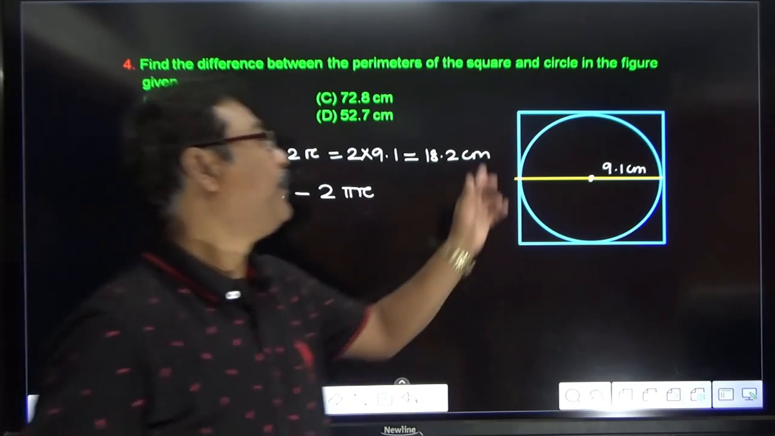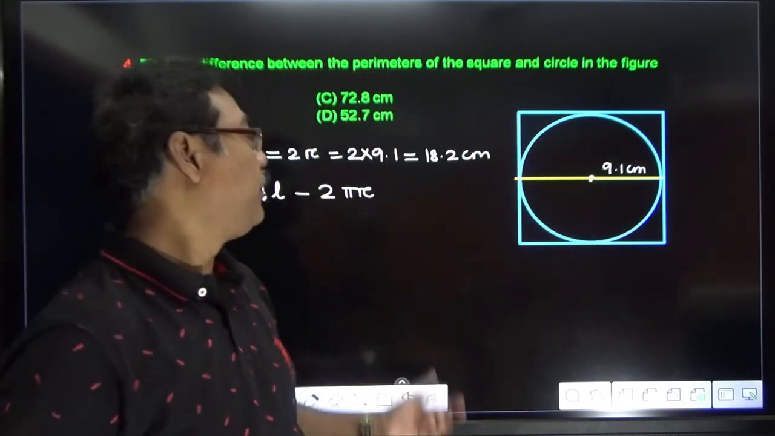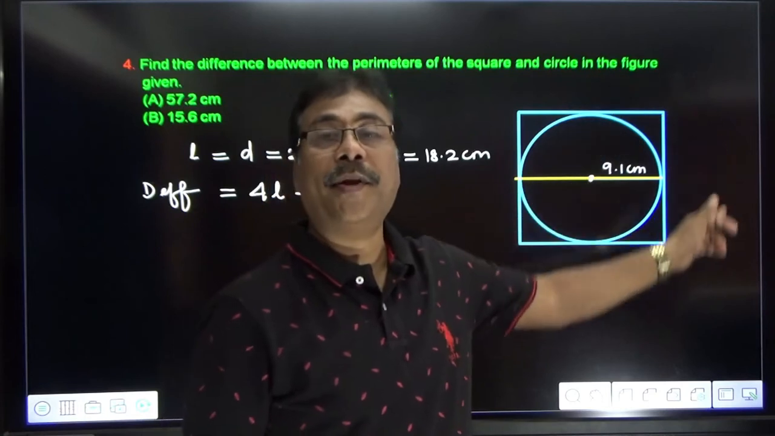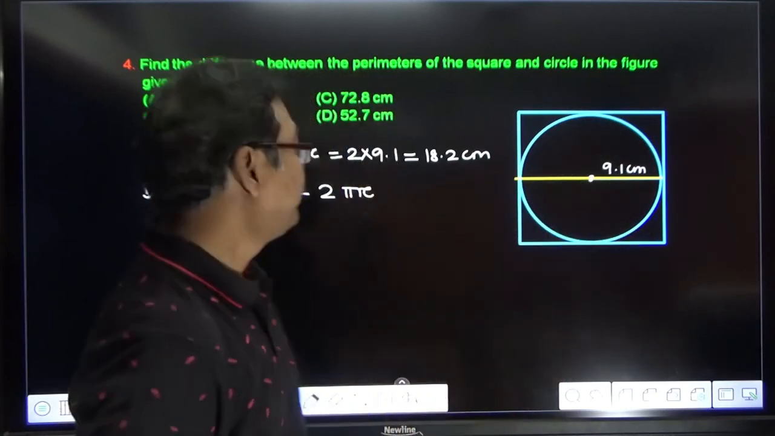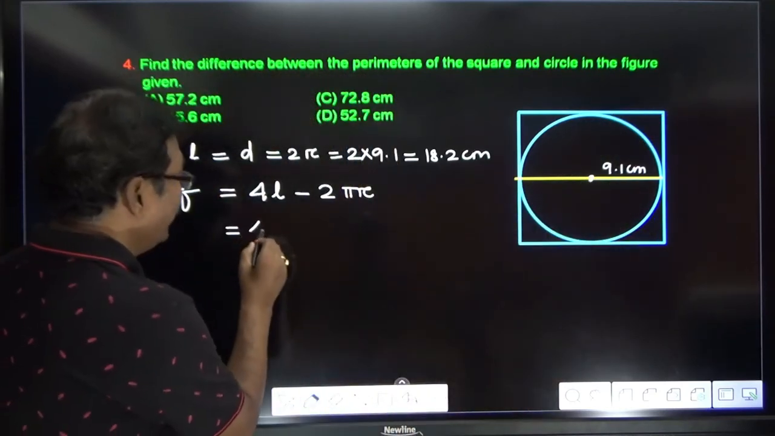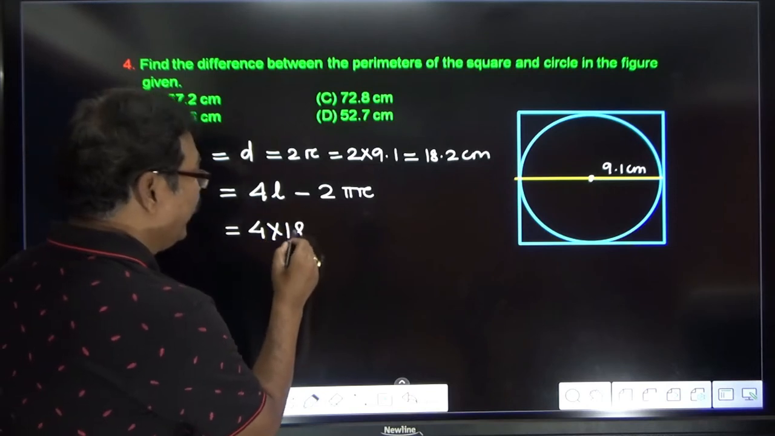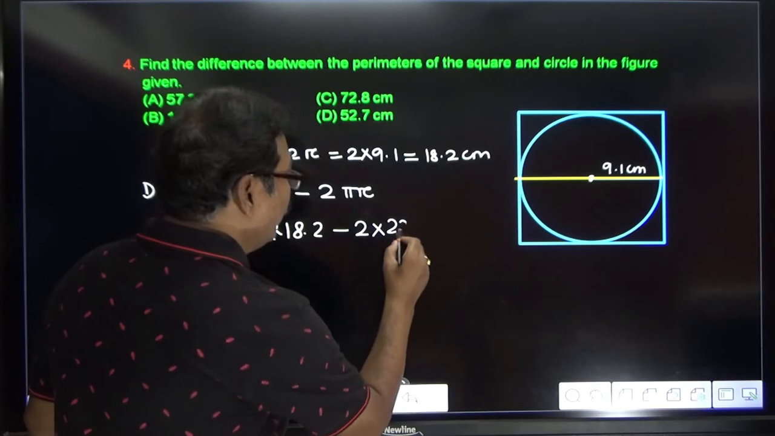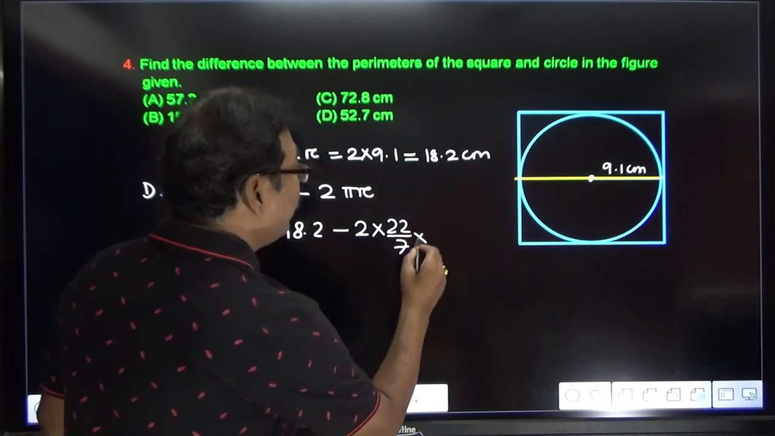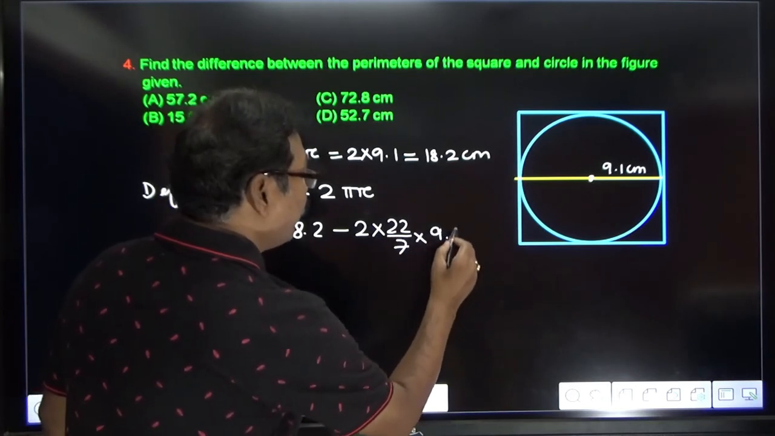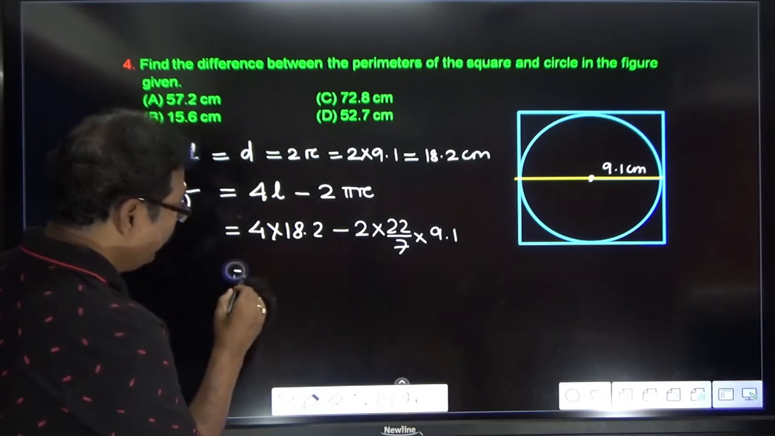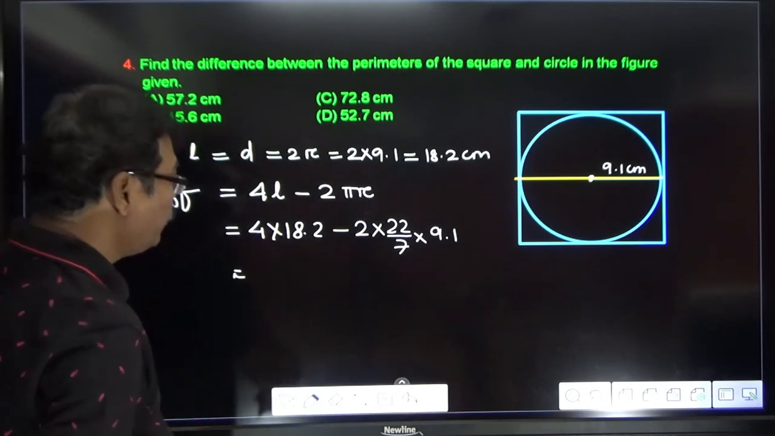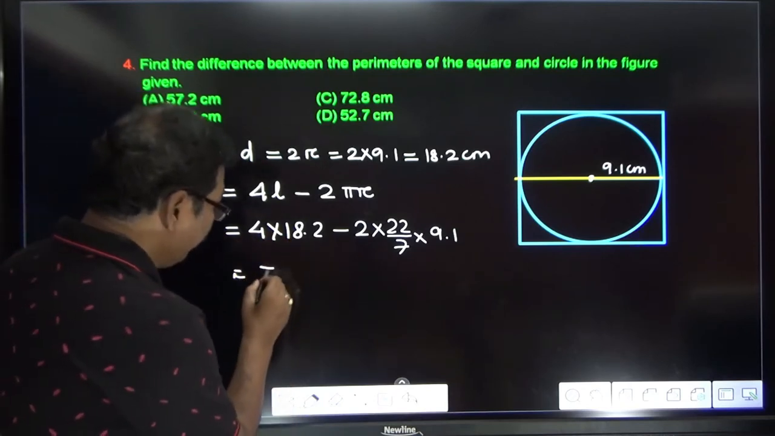4L is what? Perimeter of the square. 2 pi r is what? Perimeter of the circle, or circumference of the circle. So 4 into 18.2 minus 2 into 22/7 into 9.1. So what will I get? 4 into 18.2 is what? That is 72.8.